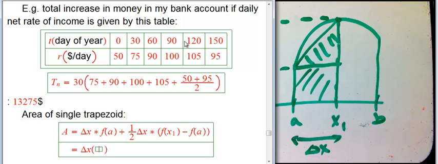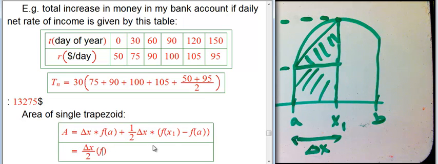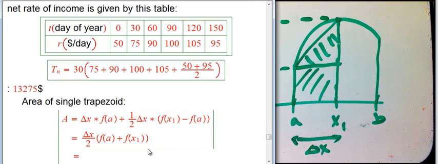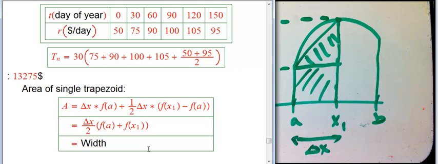So what am I getting? I'm getting f of x1 with a half, and f of a with a half. So it's just delta x over 2 times f of a plus f of x1. Hopefully this is not too shocking. It's delta x, the width, times the average height. Let me put that in math mode. It looks better.